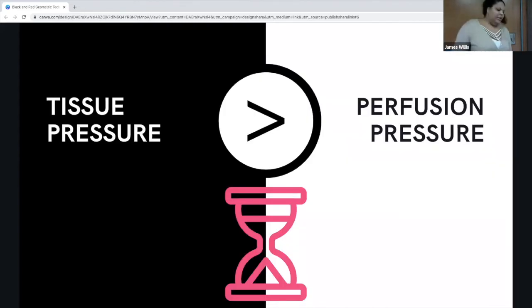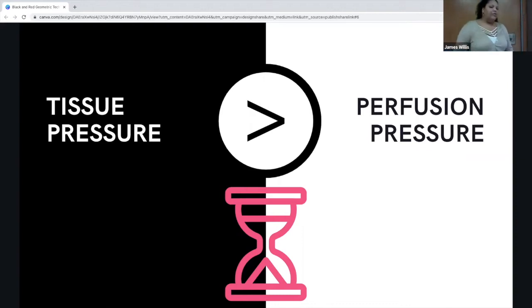So what exactly do I mean when I say compartment pressures? Tissue perfusion is dependent on your arterial pressure, mostly your diastolic, and your venous capillary pressure. Lack of perfusion occurs when your tissue pressure begins to exceed your perfusion pressure. So as your compartment pressure increases, your tissue perfusion decreases.